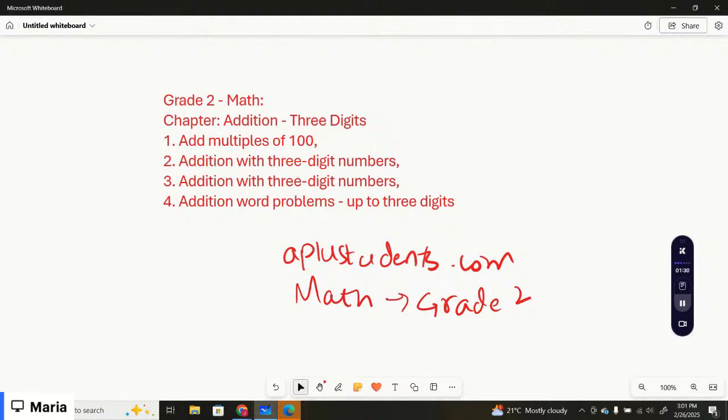There you can find a list of the chapters. We're going to start with the chapter addition 3 digits. The lessons we're going to cover today are add multiples of 100, addition with 3-digit numbers, and addition word problems up to 3 digits. So please make sure you have your notebook and pencil so that you can note down the important examples and definitions as well.